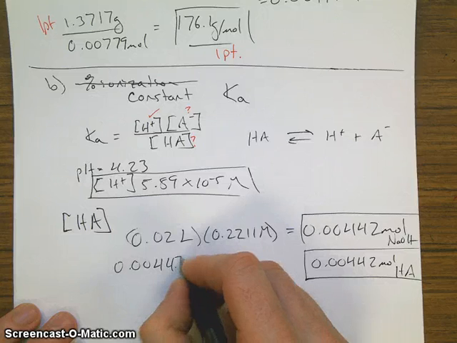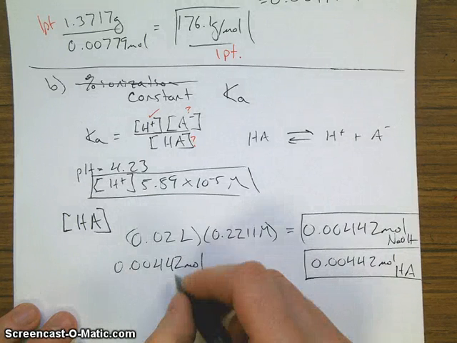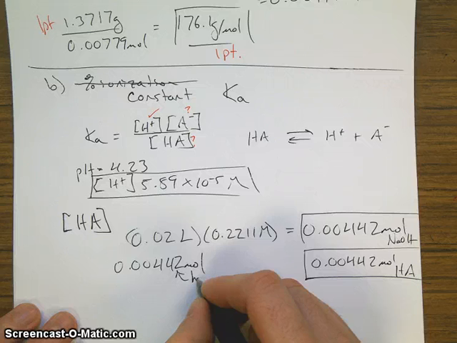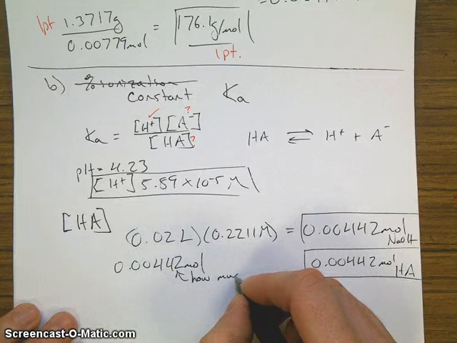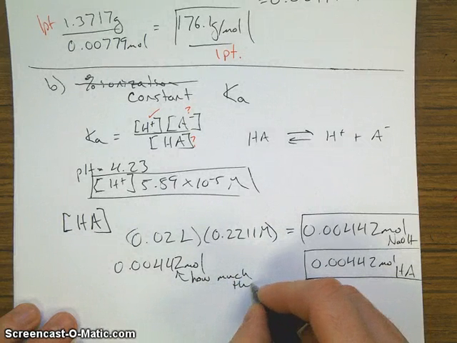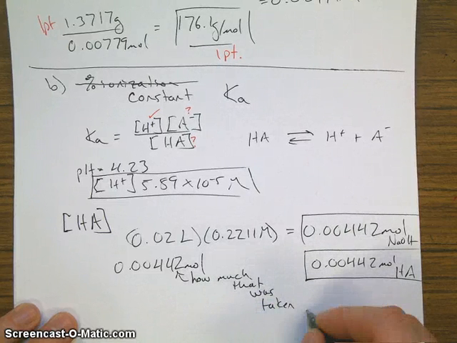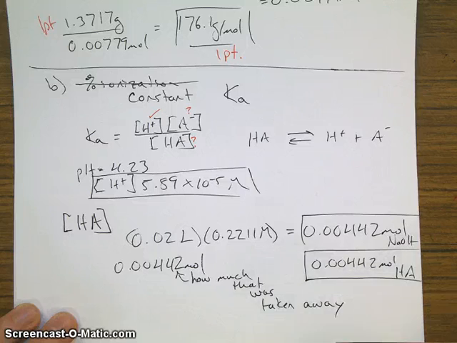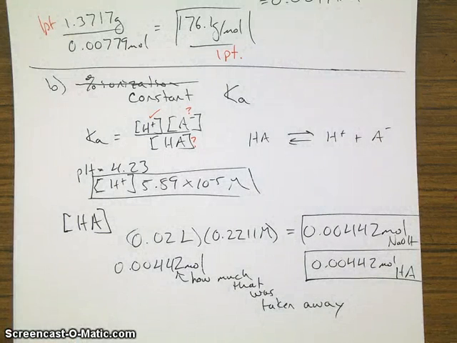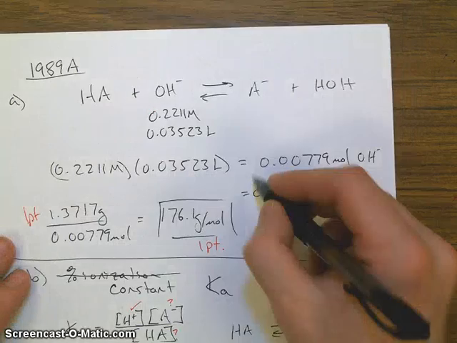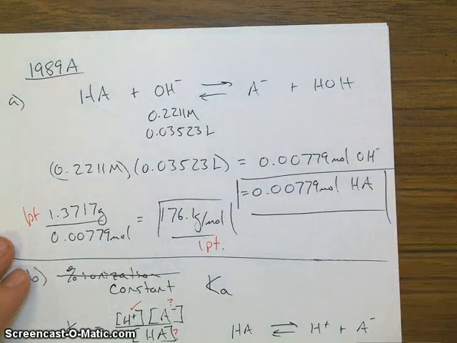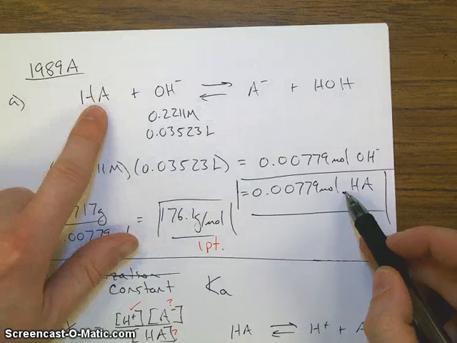and what I know is that that specifically is how much was taken away. There's a more important question. How much did I start with in the very beginning? Well, I actually know the amount of HA that I began with in the very beginning, and that's from part A. I'm going to put a box around it right up here. So that's how much of the HA I began with.